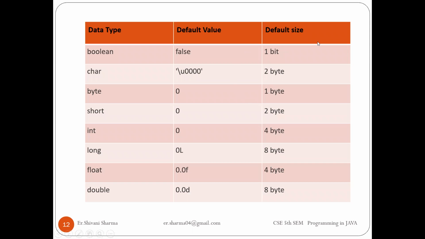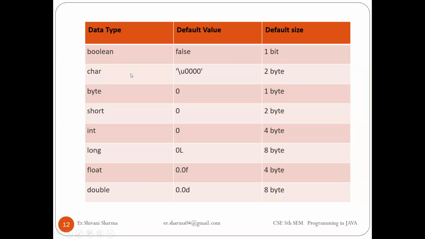Now you can see in this table, suppose I have the Boolean. Boolean is basically used to store the true or false value. If you take no value with any variable that is of the Boolean data type, by default its value is false. By default, if you are not initializing any value of any variable, then by default its value is false. And Boolean always takes 1 byte of memory.